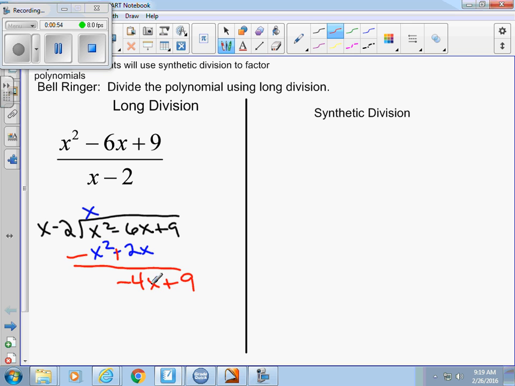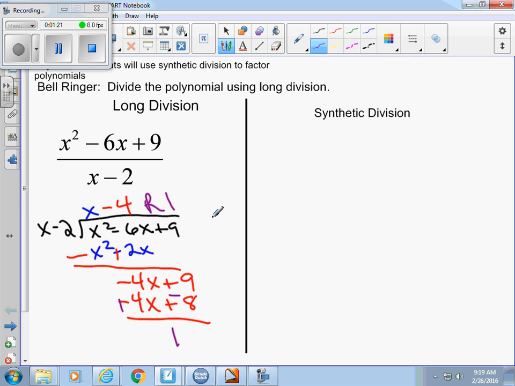X times what gives me negative 4x? And negative 4 times x minus 2 is negative 4x plus 8. I subtract both pieces. I get 0 and 1. And so the answer is x minus 4, remainder 1.